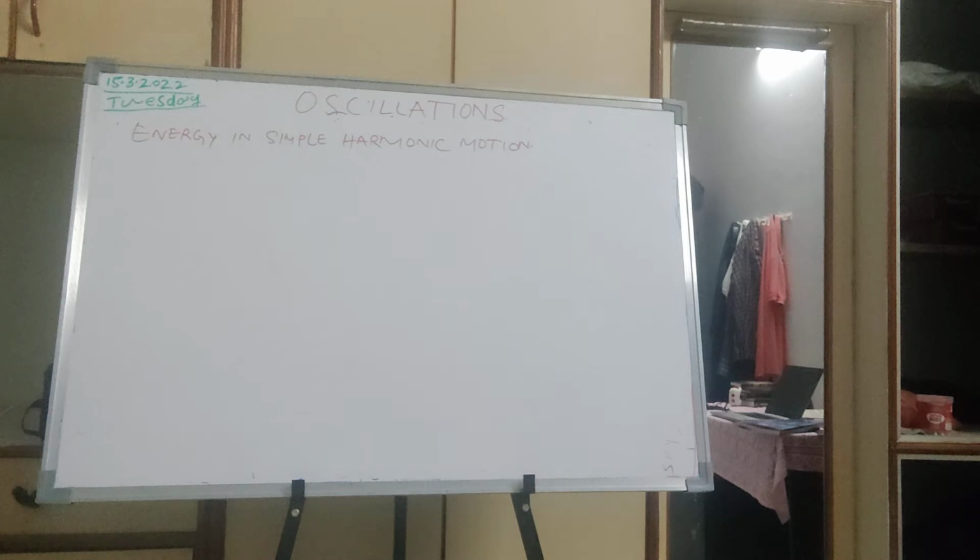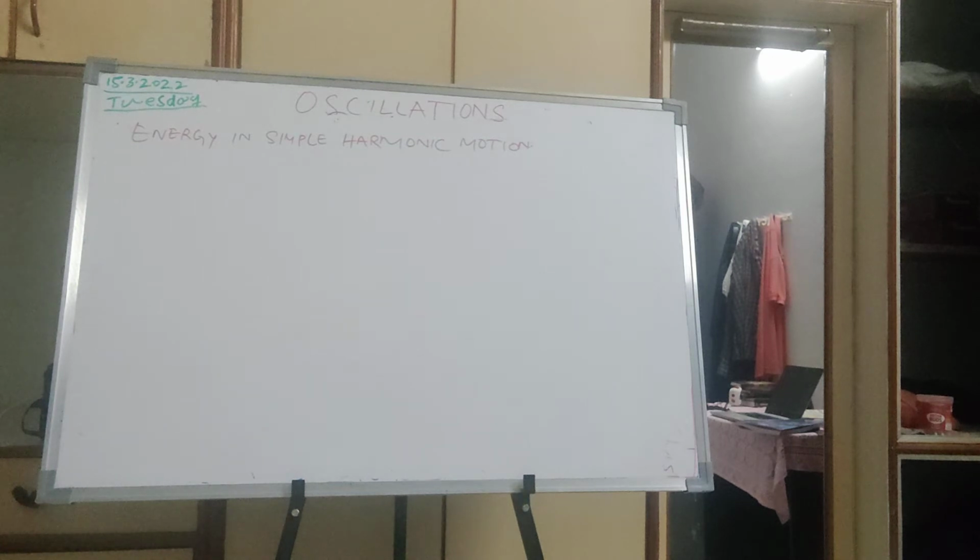Okay. So we were talking about the velocity, and we were discussing that velocity is maximum at the center in a simple harmonic motion, at the mean position about which the point oscillates. The velocity is maximum at that location, and then it is zero at the extreme position.